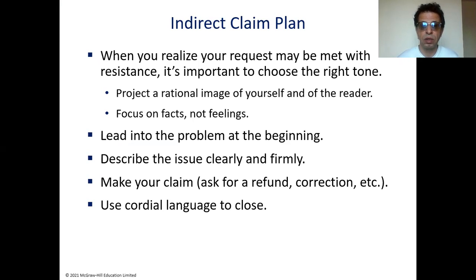The indirect claim plan: when you realize your request may be met with resistance, it's important to choose the right tone. Project a rational image of yourself and of the reader. Focus on fact, not feeling. Lead into the problem at the beginning. Describe the issue clearly and firmly. Make your claim. Ask for a refund, correction, whatever, and use cordial, warm language to close.